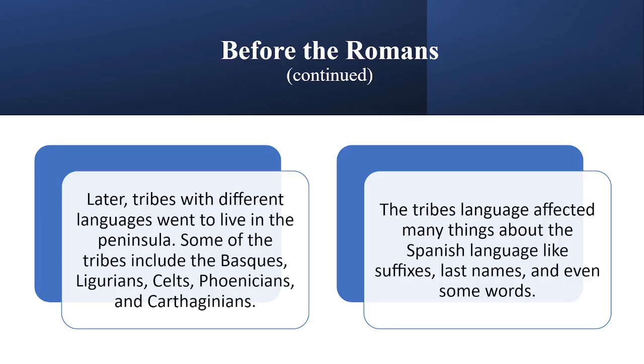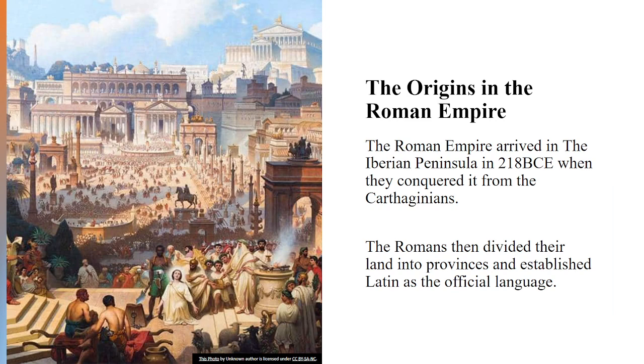Before the Romans, later tribes with different languages went to live in the peninsula. Some tribes include the Basques, the Ligurians, the Celts, the Phoenicians, and Carthaginians. The tribes' languages affected many things about the Spanish language, like suffixes, last names, and even some words.